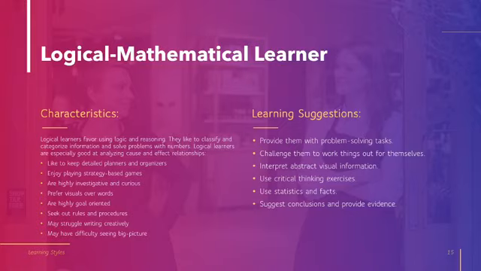So for me, taking a look, I don't consider myself a logical mathematical learner, but looking at some of the characteristics, I enjoy playing strategy-based games. I am highly investigative and curious. I do prefer visuals over words. And I like to seek out rules and procedures. For me, those are key characteristics, but I don't identify as a logical mathematical learner. So what are some of the learning suggestions that would help a logical mathematical learner?